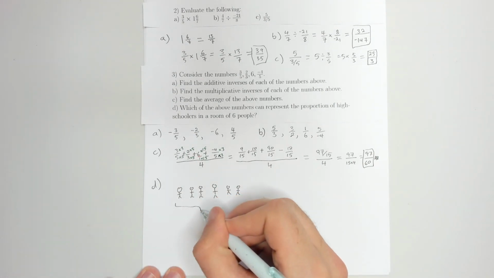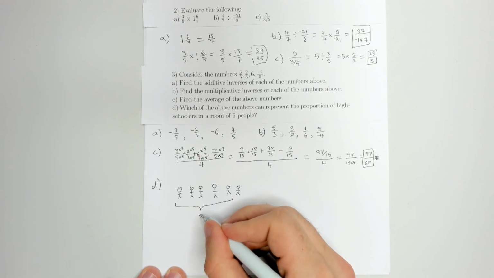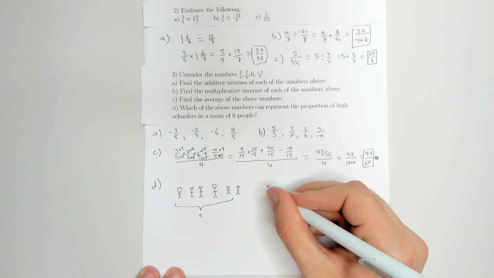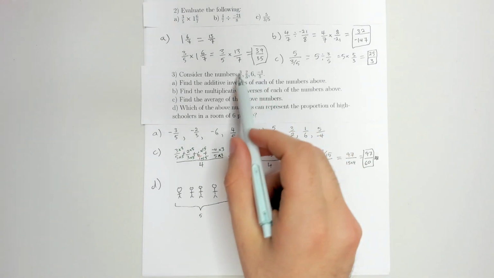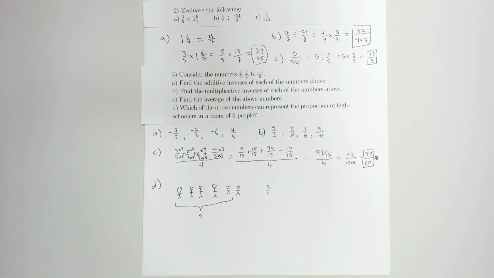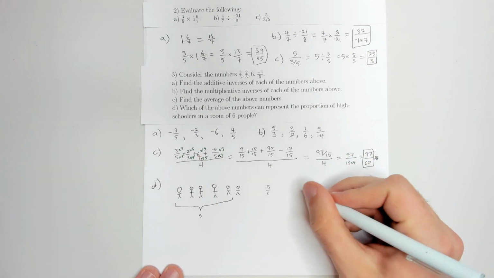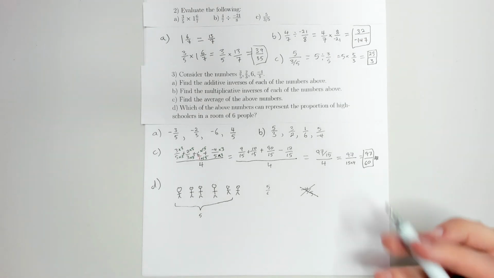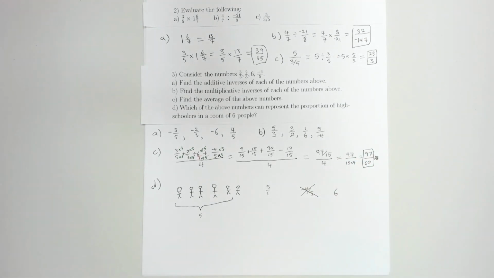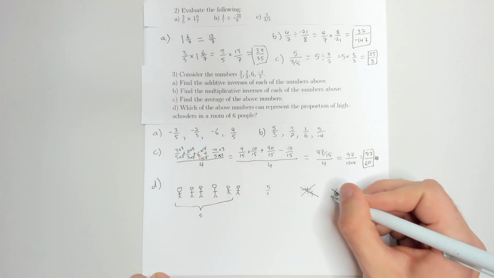So, for example, one possibility is that we have 5 of those people being high schoolers, so that in that case, the proportion would be 5/6, right? But this is saying out of these numbers up here, which one could be the high schoolers? So we can rule out -4/5 because you can't have a negative proportion. We can also rule out the 6 because it doesn't really make sense for us to have a proportion that's bigger than 1. The maximum amount of people here would be 6 high schoolers, but that would give us 6 out of 6, or a proportion of 1. So we're not going to be exceeding 1, so 6 isn't possible.